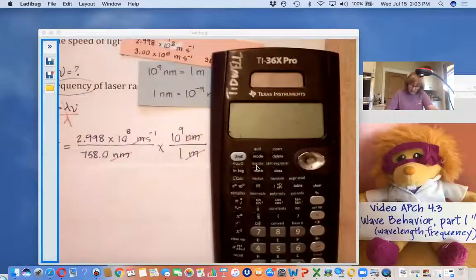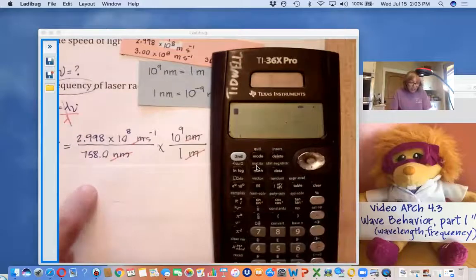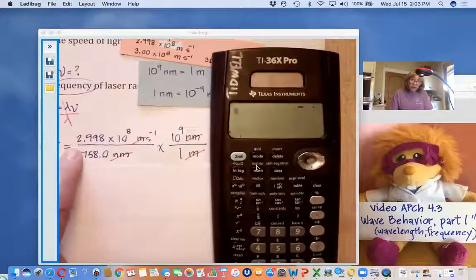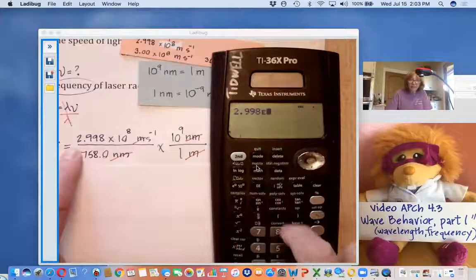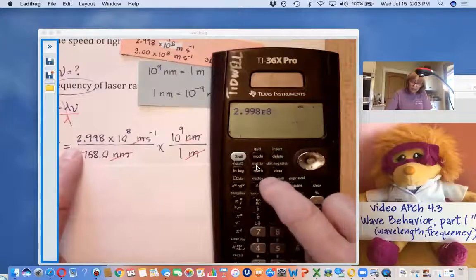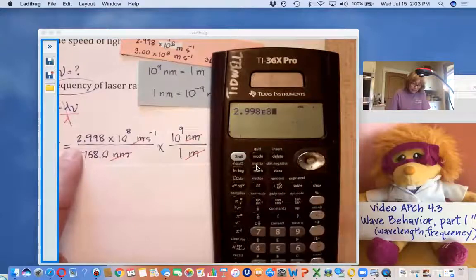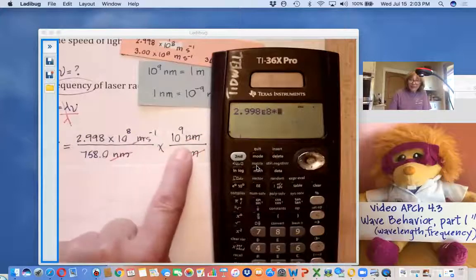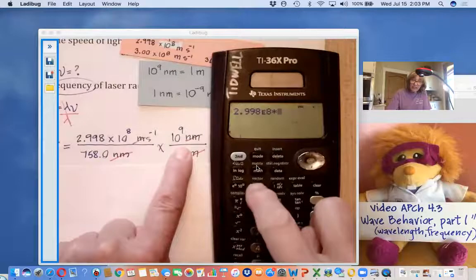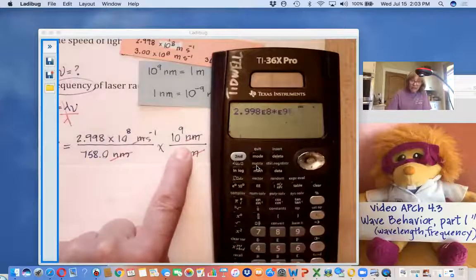So I've got numbers in scientific notation. I'm going to multiply all the way across on the numerators, 2.998 times 10 to the 8. You notice I didn't type times 10. My EE button does that for me. Now times, and then my next one is 10 to the 9, which is EE to the 9.